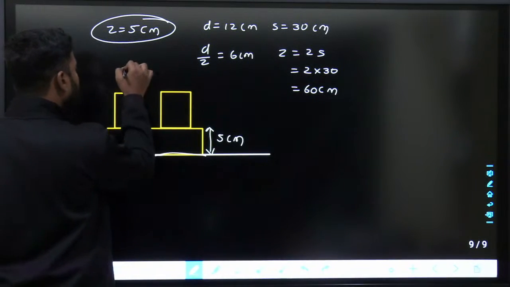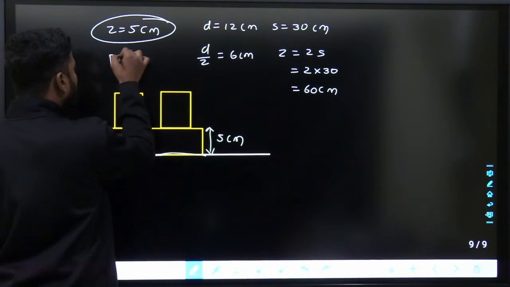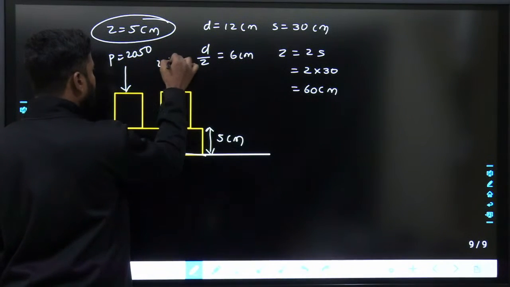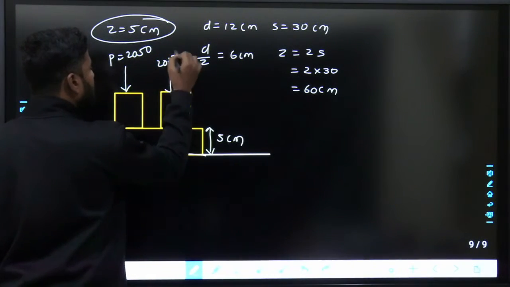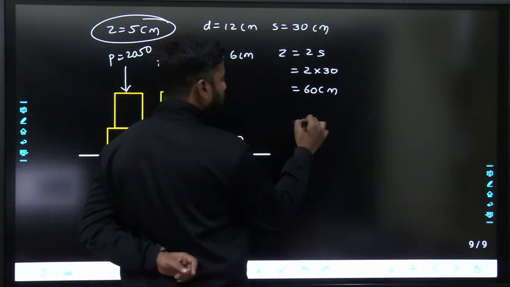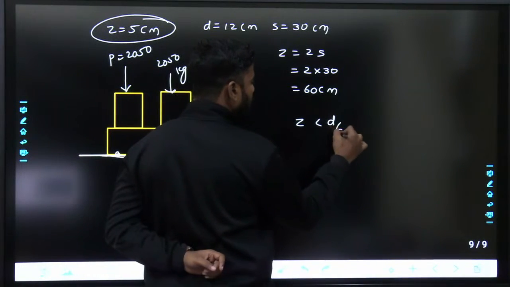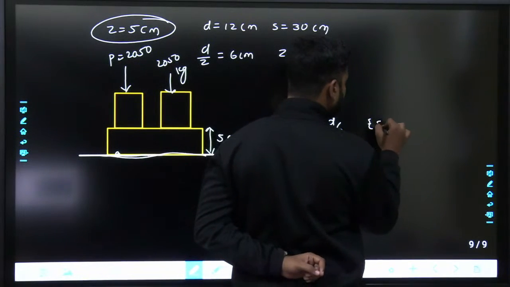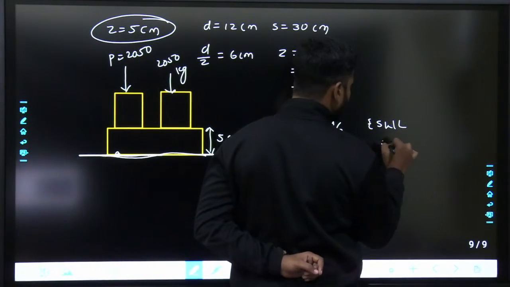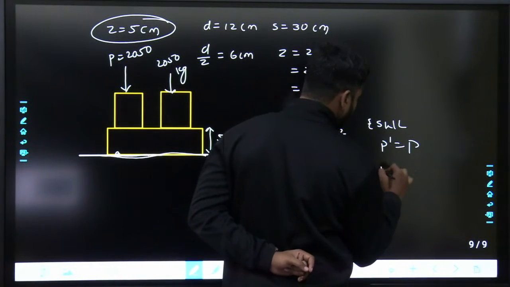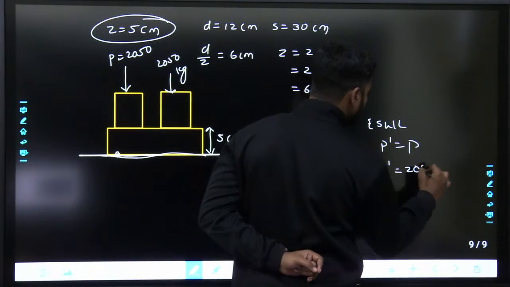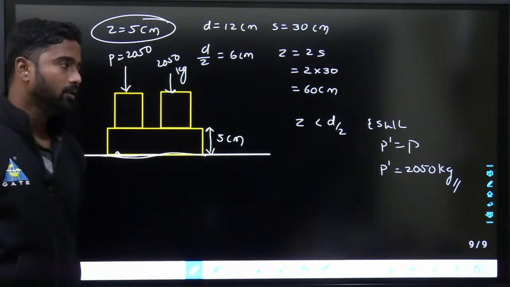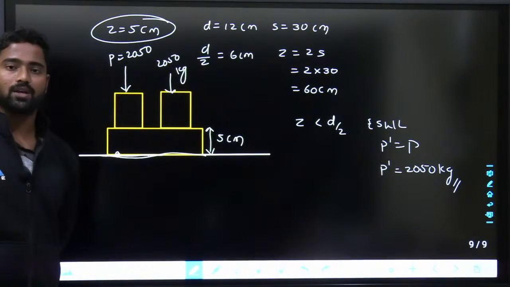Fine, I have to replace these two loads by a single load. What is the weight of each load? That equals 2050 kgs. Z is 5 centimeters. That means Z is less than D by 2. If Z is less than D by 2, then as I said, ESWL, P dash equals P. That is P dash equals 2050 kgs. Simple.